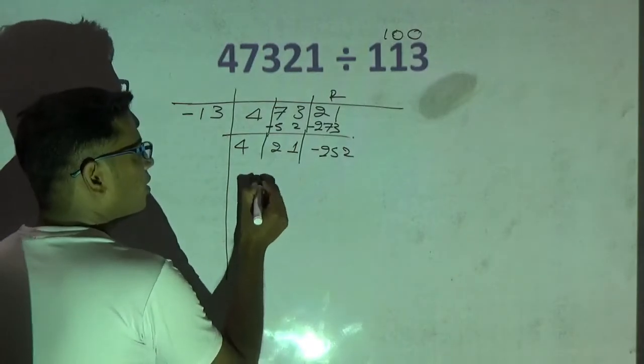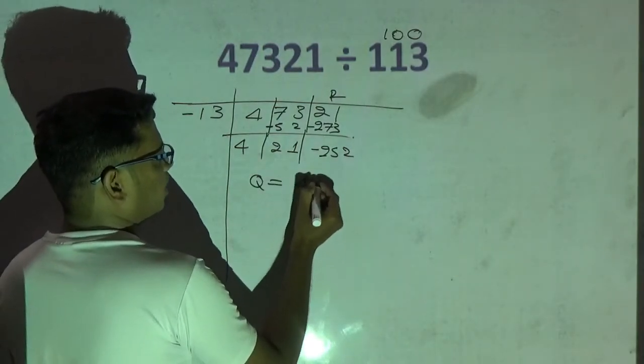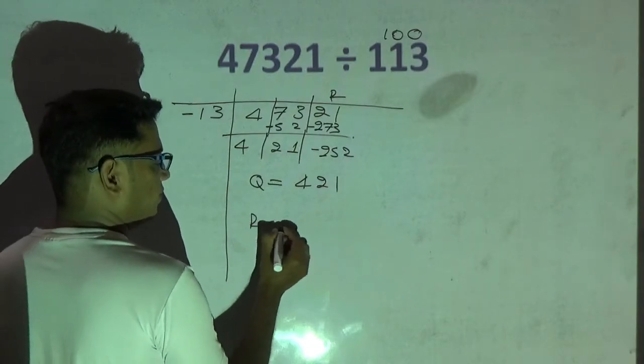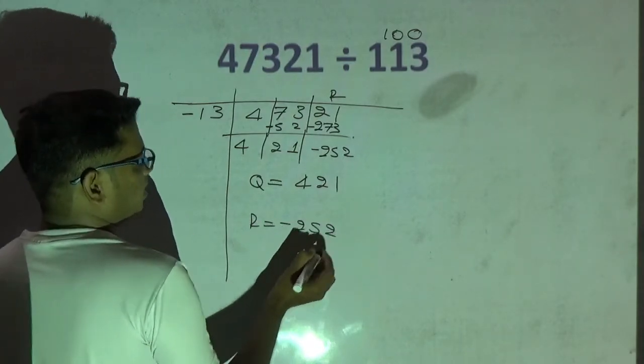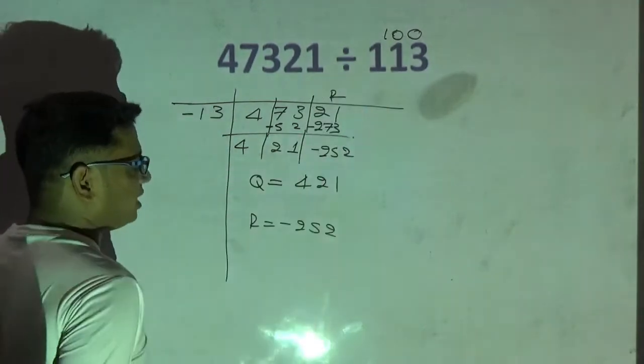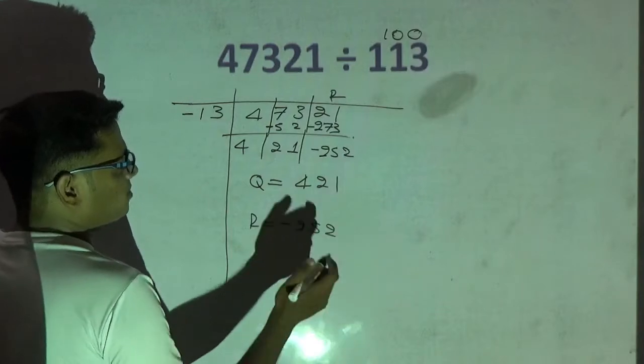Now please, here, the quotient I have got so far is 421, but it is not the final quotient. The remainder I got now is minus 252. But please observe whether I can divide 252 again by 113. Yes, you can divide. How many times? 2 times it will go. Please see.